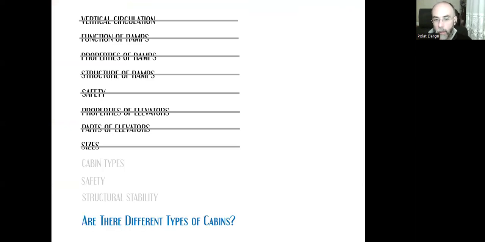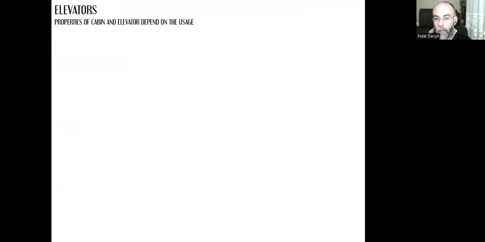Let's take a look at the types of the cabins. The properties of cabins and elevators depend on the usage, number of users, the weight, that's related with the number of users, and again, that's related with the function of the elevator or the building, if they are going to be carrying heavy stuff, like in the factories or in hospitals.